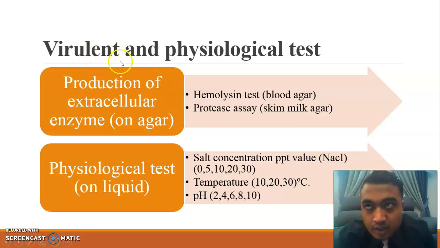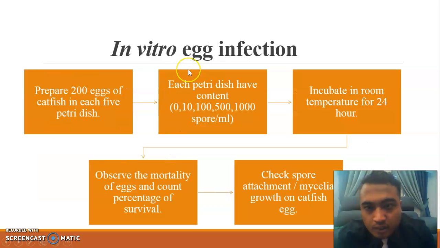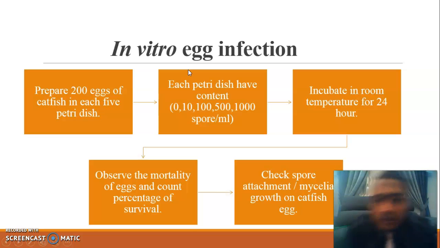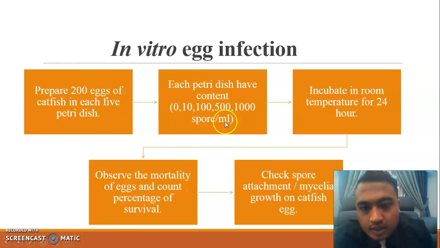The second method is the virulence and physiological test. This is to see the production of extracellular enzymes on agar. There are two tests, the hemolysin test and the protease assay test. The second one is the physiological test, to see the physiological tolerance of the fungi. There are three things that we must do in the physiological test. For the third method, in vitro egg infection, so here is the method.